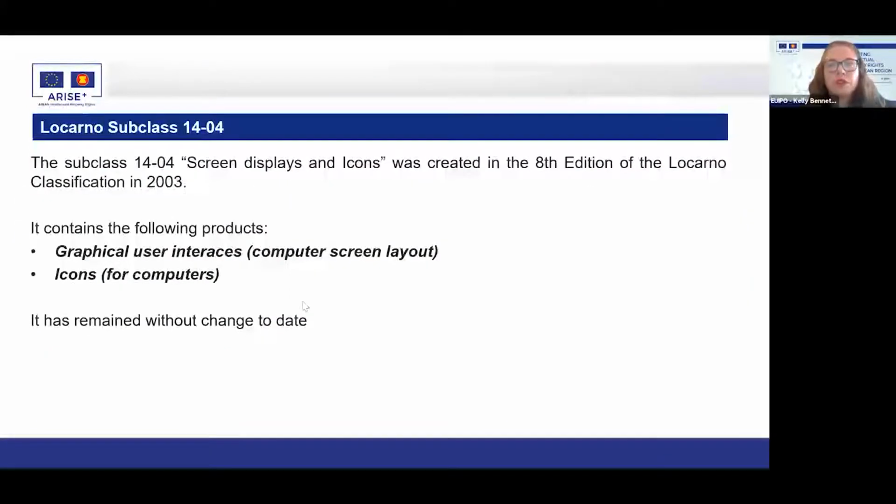So just quickly to summarize the EUIPO practice in respect of the new types of designs, we classify in accordance with Locarno, although as I've said, it's quite limited at the moment. We can, of course, use subclass 14.4 screen displays and icons, which was created in the 8th edition of the Locarno Classification in 2003, and which contains graphical user interfaces or computer screen layout and icons for computers.